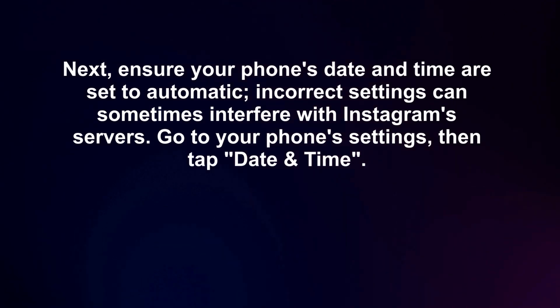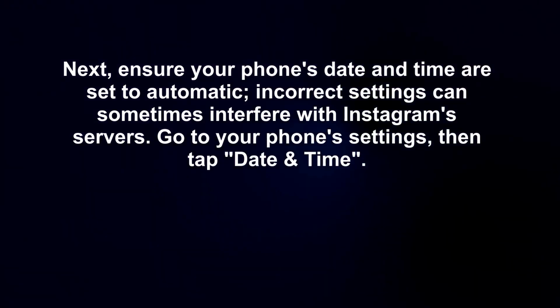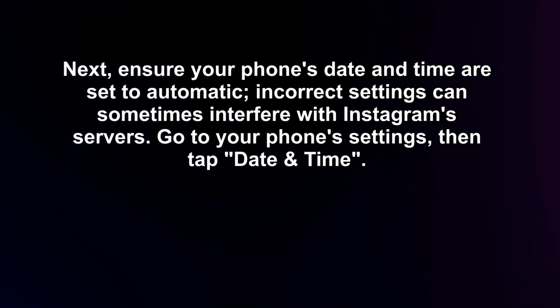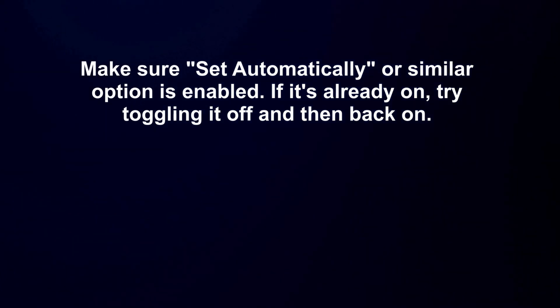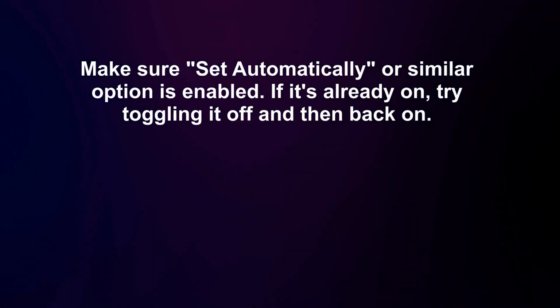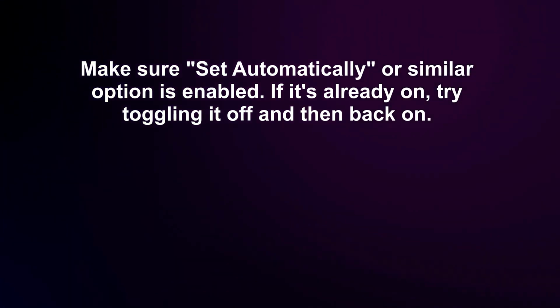Next, ensure your phone's date and time are set to automatic. Incorrect settings can sometimes interfere with Instagram servers. Go to your phone's settings, then tap Date and time. Make sure "Set automatically" or a similar option is enabled. If it's already on, try toggling it off and then back on.